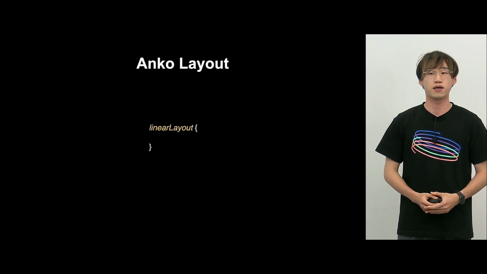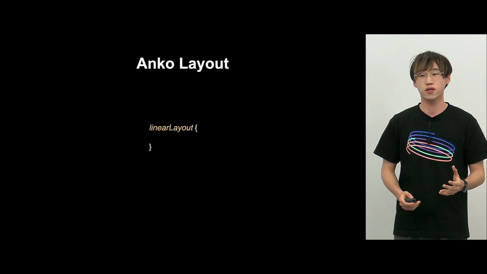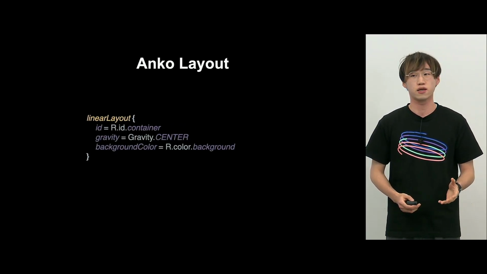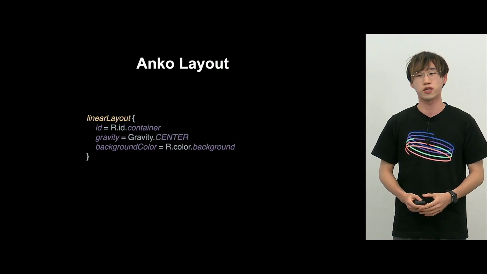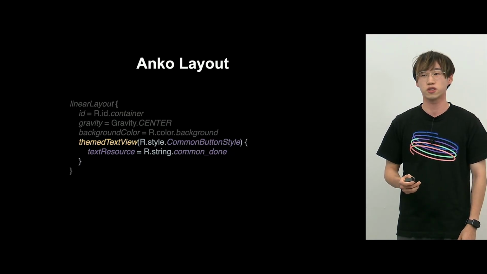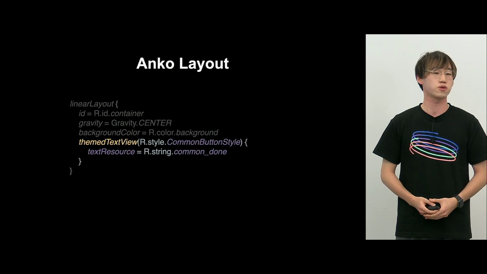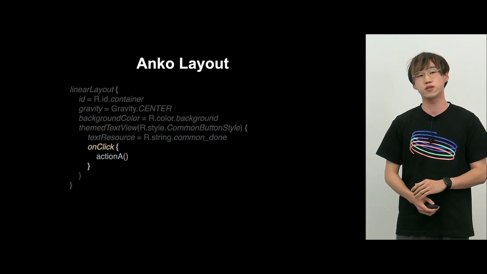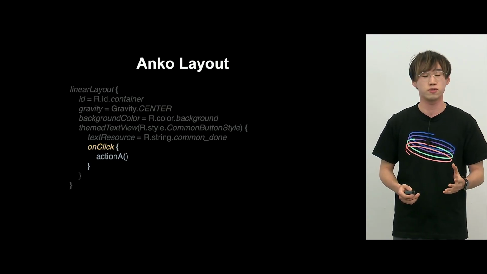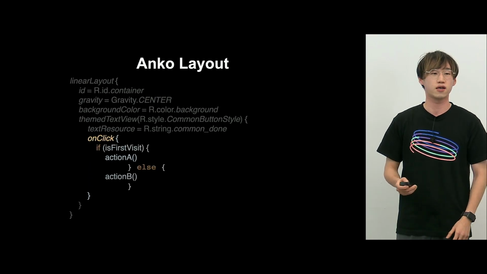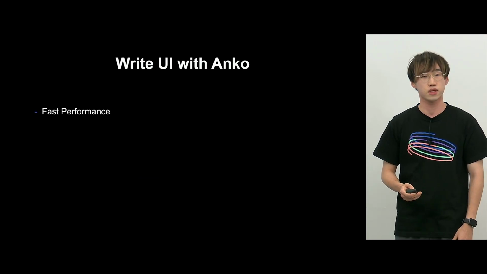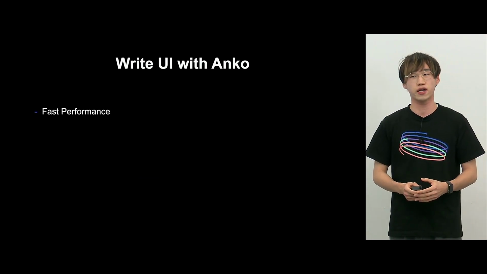So let's take a look at the code. If you want to define a linear layout, you first write the linear layout in Kotlin DSL. And you can also set the layout attributes such as IDs and backgrounds. And then if you want to place a child view, you can write the child view in the scope of the parent and specify attributes such as text and style as well. And if you want to define a user interaction, simply write onClick or others in the scope of the target view as shown here and pass the function. You can also define the presentation logic in the layout in this way.